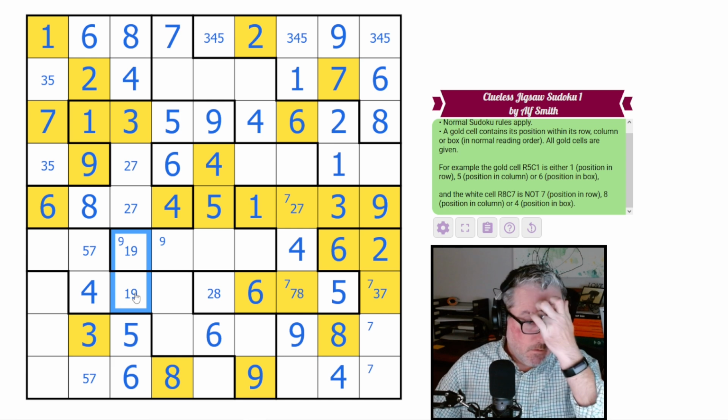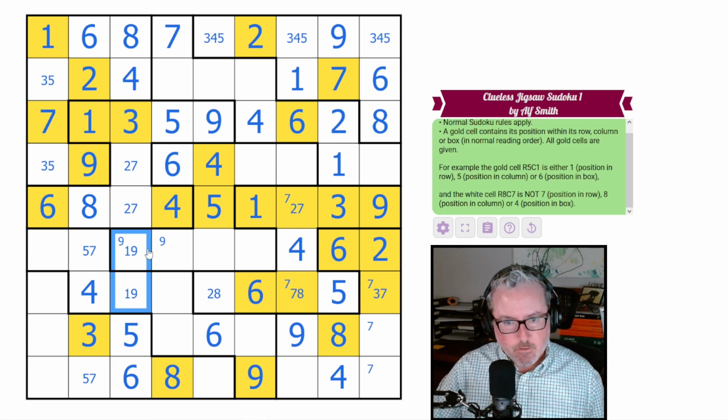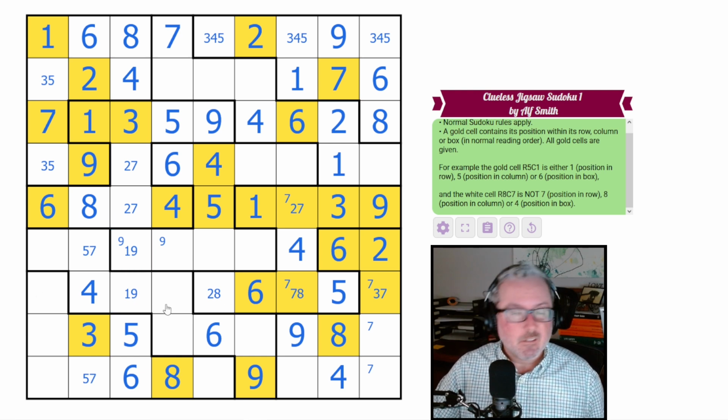Do we have a 1 or a 9 that we can remove? We don't, because this is obviously not the 1st or the 9th. Okay. It worked out, though. We got something out of that. That 5 gives us a 7, which gives us a 5.